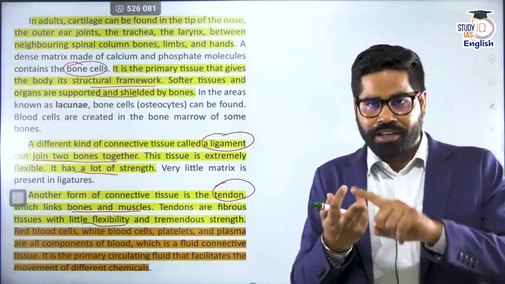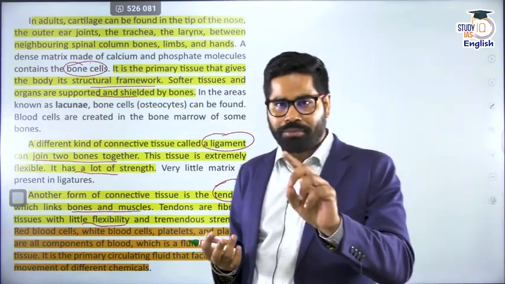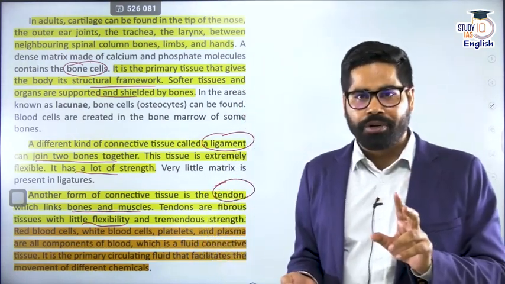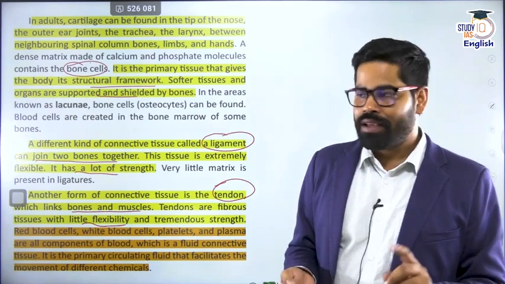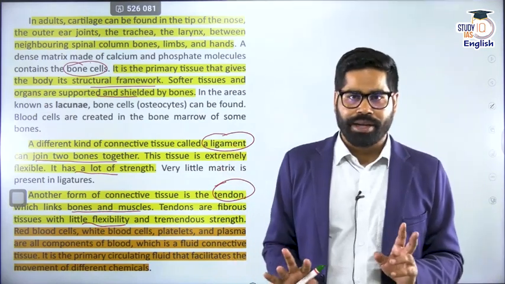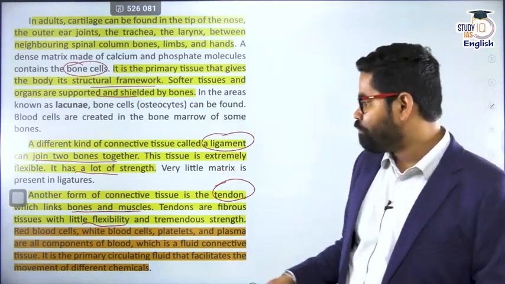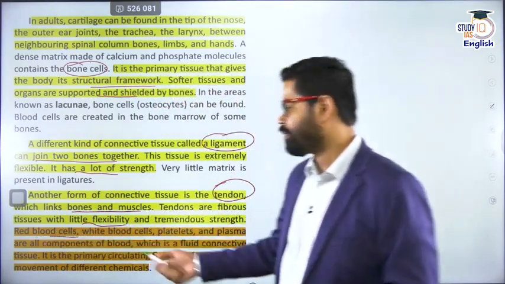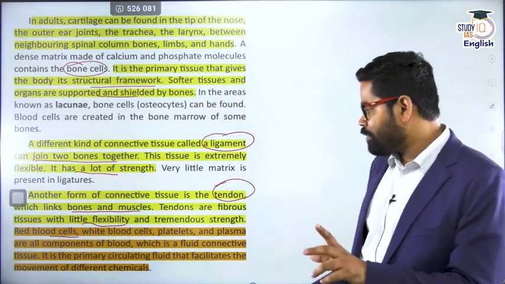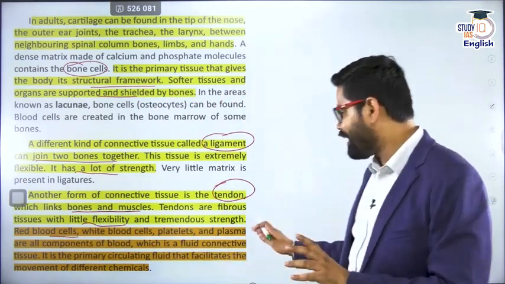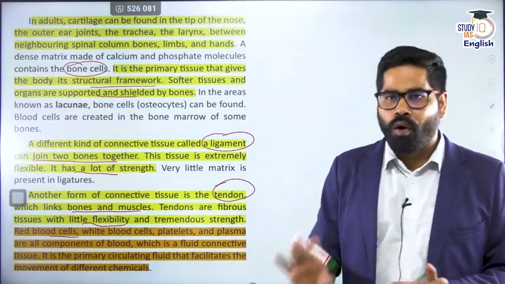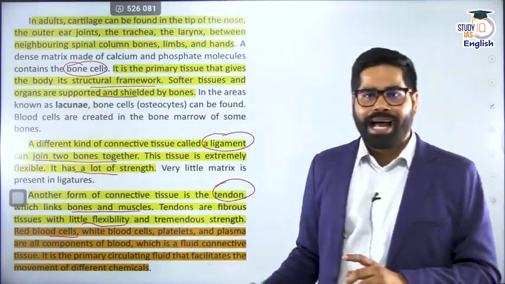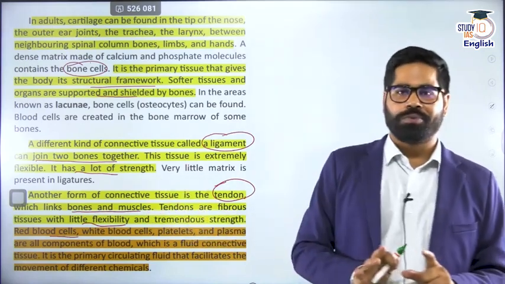So far we have seen first cartilage, then we have talked about the bone tissue, then the tendons, and we have also talked about ligament. Then there is another important part, that is the blood. You can see the red blood cells, the white blood cells, the platelets, and the plasma. They are all the components of the blood, and this is a fluid connective tissue.